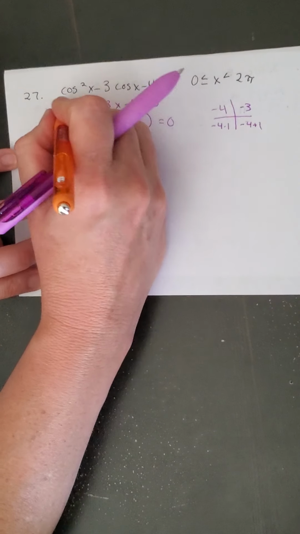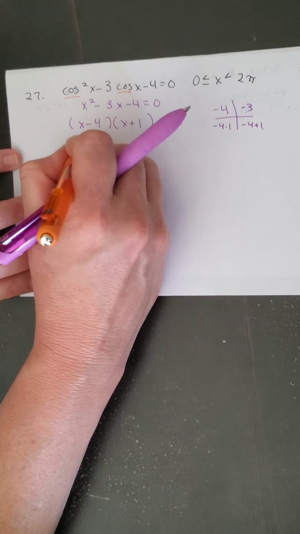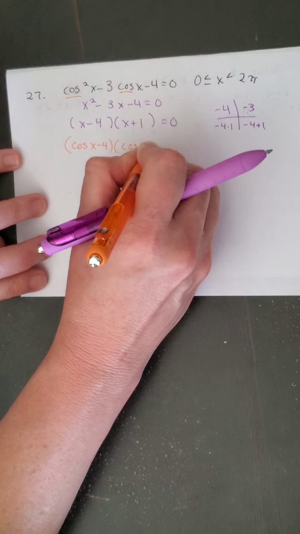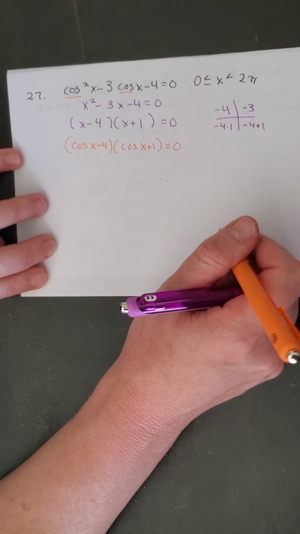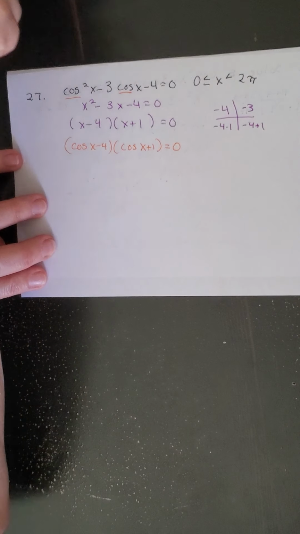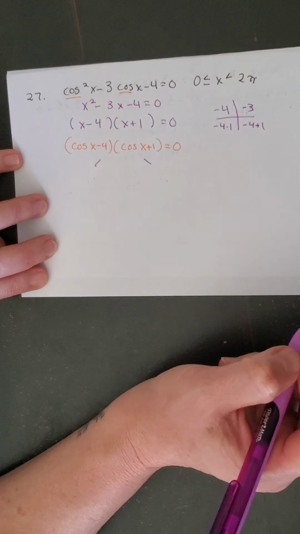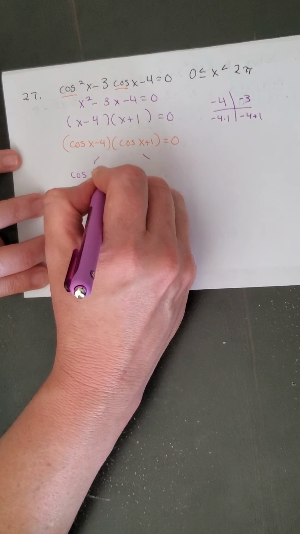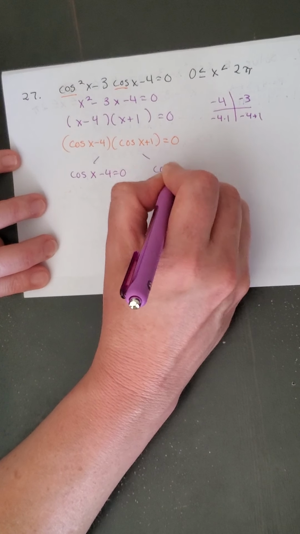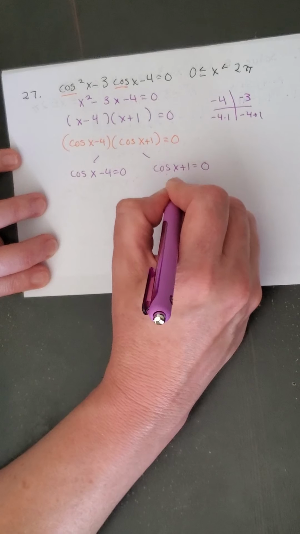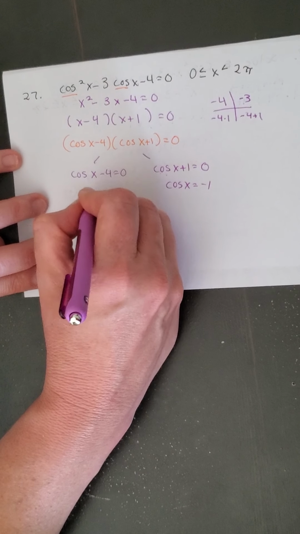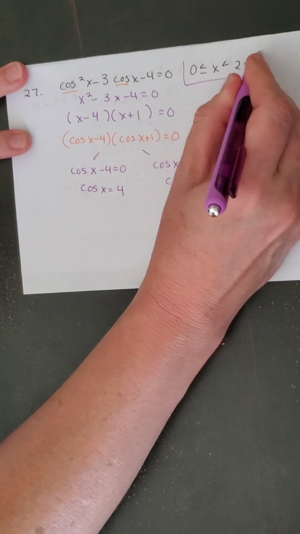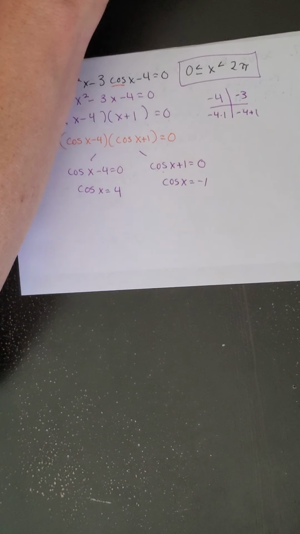Now, though, what we had was cosine. So this would be cosine x minus 4 times cosine x plus 1 equals 0. Now remember, we're in radian mode. So when we go to evaluate this on the calculator, we'll use radians. So we've got cosine x minus 4 equals 0 and cosine x plus 1 equals 0. Cosine x equals -1, cosine x equals 4. Now, remember that they put this restraint. We have to be between 0 and 2 pi.